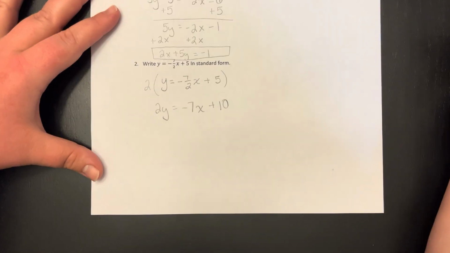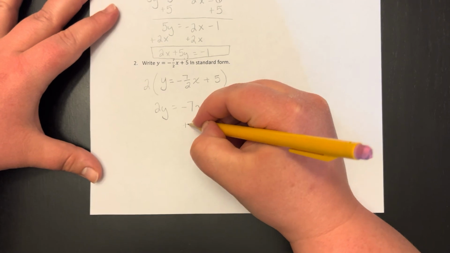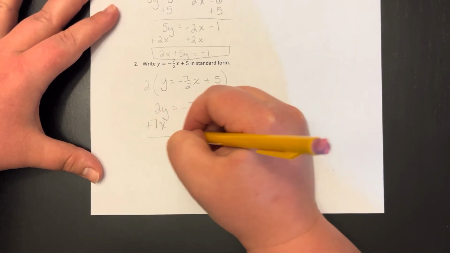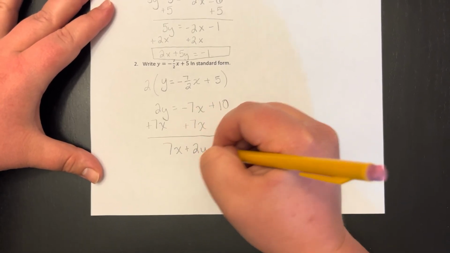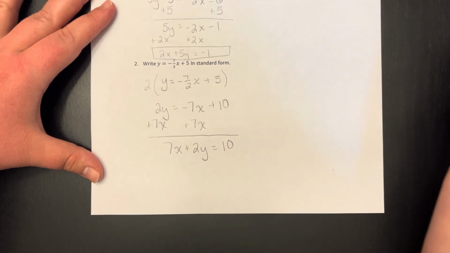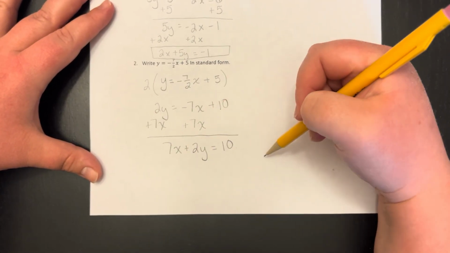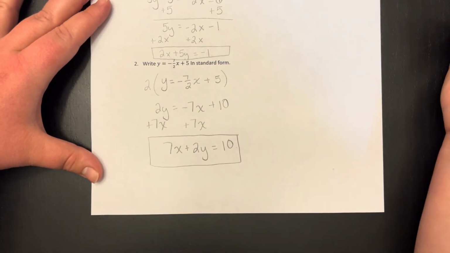All right, now I got to get this x term over to the other side. Right now it's negative, so I am going to add it this way. So now I have 7x plus 2y equals 10. All right, x term, y term equals the constant. No fractions or decimals. A is positive, so this is my standard form equation.